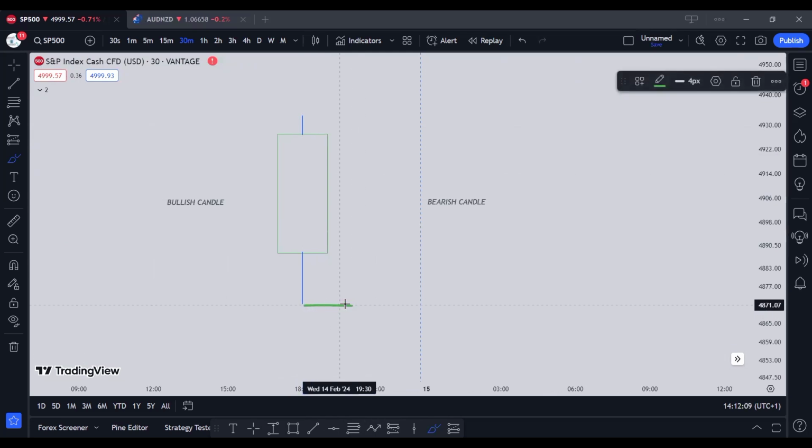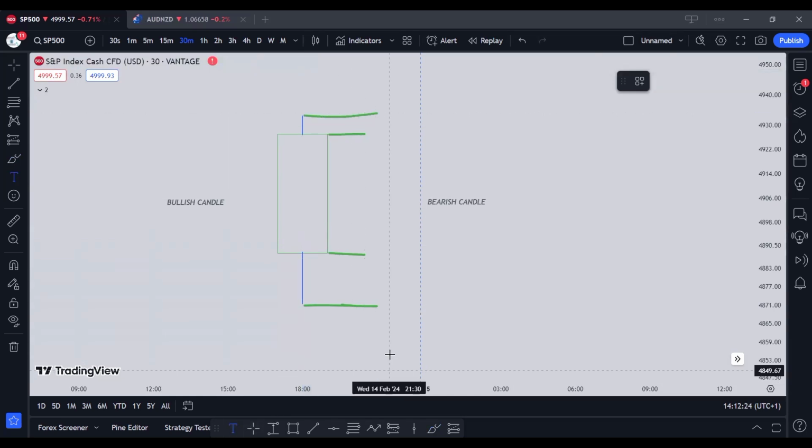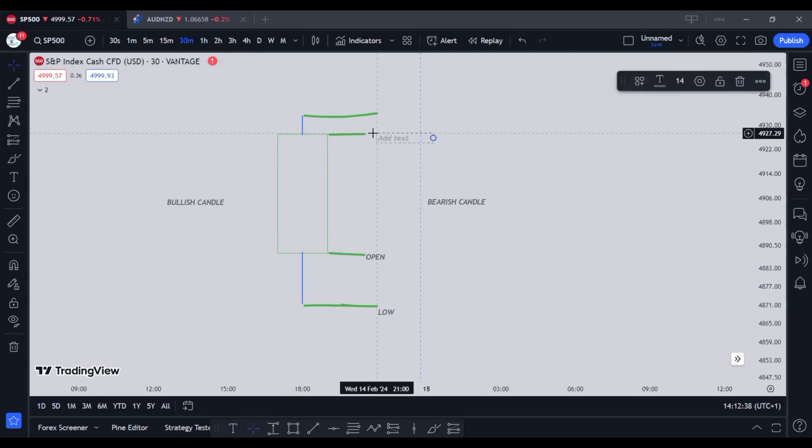This is the lowest point of the candle. This is the candle's open. This is the candle's close. This is the candle's highest point. So let us label that. The candle opened here. Lowest point, call this low. Closed here, but went as high as this.